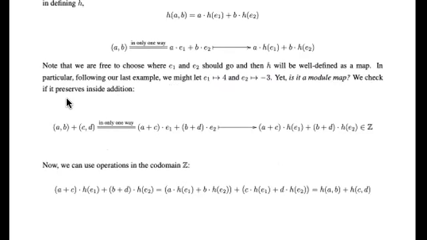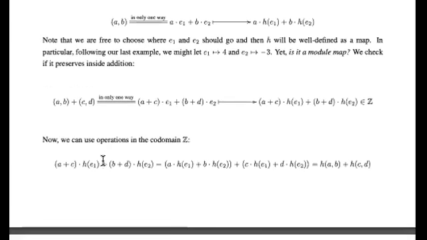Is it a module map? Does it preserve addition? In one and only one way, this can be represented like this, which looks like this, and then when you send it out here, this is what it looks like. Now let's use operations in the codomain. So this is outside multiplication in the codomain, and it behaves this way from its module structure, from the outside multiplication structure.